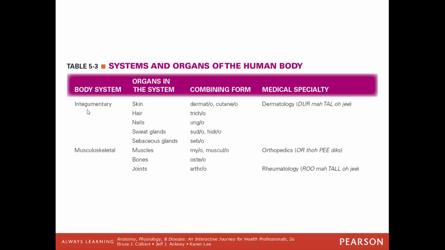The integumentary body system, which is the skin and the nails and the hair and different types of glands within the skin. Some common terms that will be found when talking about the system, such as seb or sebo, pseudo, cutaneous or cutano, dermo. All those are references to the integumentary system. For musculoskeletal, of course, the muscles, joints, bones, and some common prefixes you'll find there: arthro, osteo, myo, or musculo.